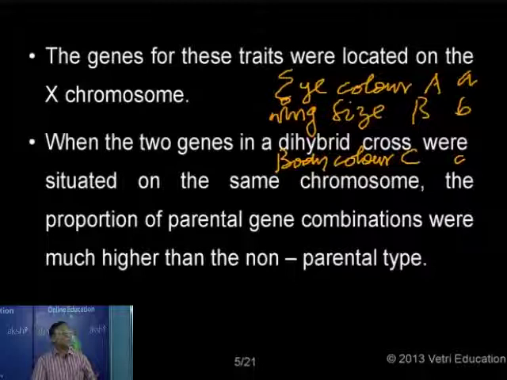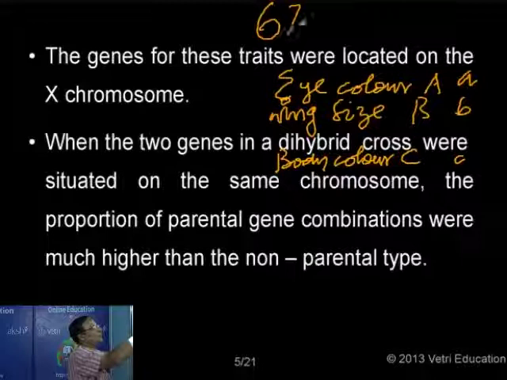Either in the first cross by taking the color of the body and eye color, or in the second cross by taking the color of the eye and the size of the wing. So in the first case we have received, sorry, in the first case we have received.